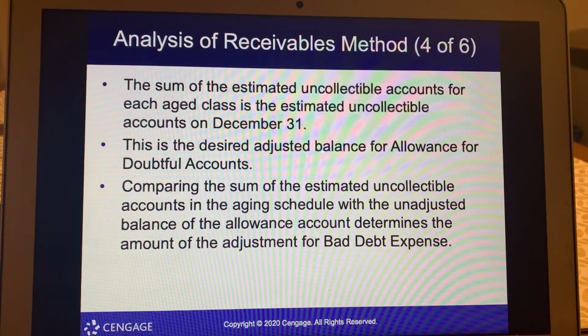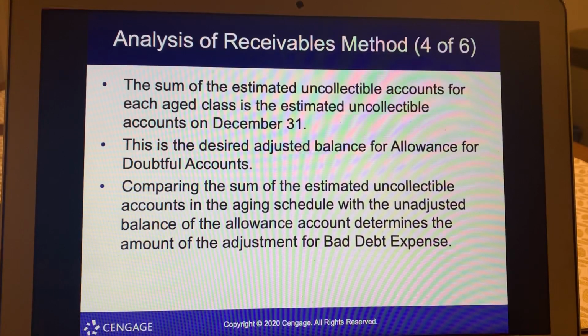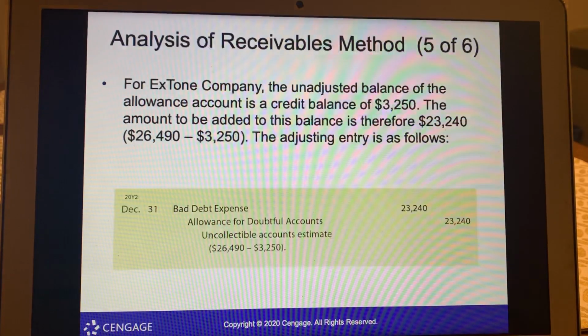It's accounting for receivables. The sum of the estimated uncollectible accounts for each age class is the estimated uncollectible accounts on December 31. This is the desired adjusted balance for allowance for doubtful accounts. Comparing the sum of the estimated uncollectible accounts in the aging schedule with the unadjusted balance of the allowance account determines the amount of the adjustment for bad debt expense.